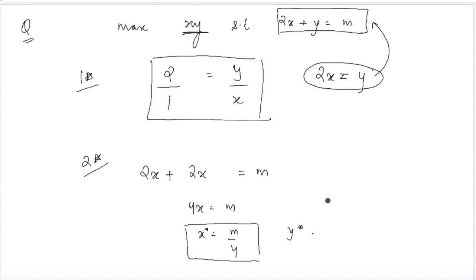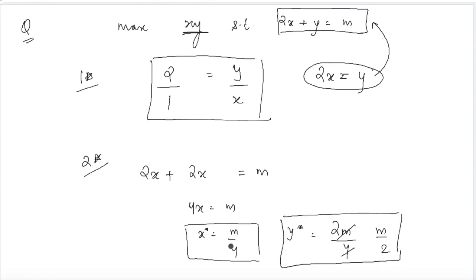And similarly you can use this condition to find the value of y, which will be 2m by 4, or m by 2. So this given maximization problem is solved at the coordinate (m by 4, m by 2). So it's a simple two-step method where you first solve for the necessary condition, which is that the slope of the tangent of the level curve should be equal to the slope of the tangent of the constraint curve. You will get a condition in x and y. Then you substitute this condition in the equality constraint and you find the values of x and y. So this will be the solution for this problem.